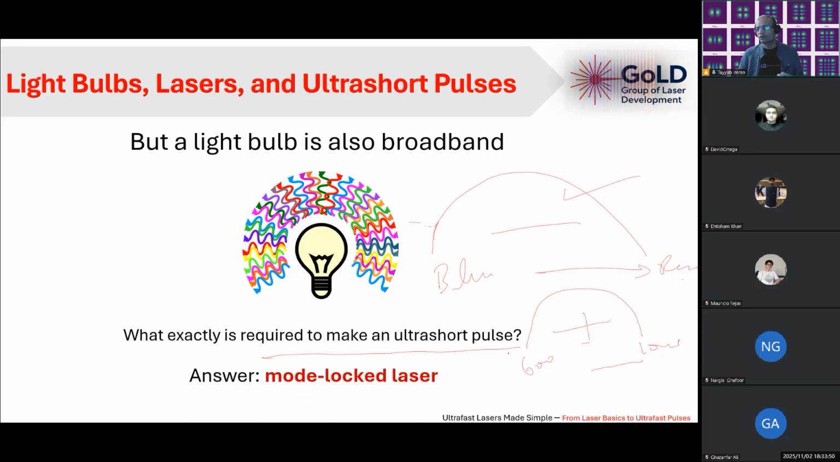So ultra short pulses can only be generated if you have a mode-locked laser. If there is no mode locking, then you don't have ultra short pulses. Locking of the modes is necessary, not the elimination of the modes.